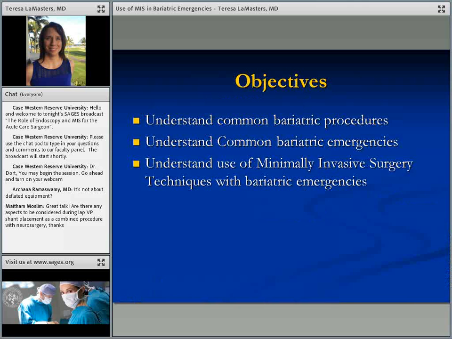So my objective is, first of all, to help you understand the common bariatric procedures and what the common bariatric emergencies would be that you may run into, and then how to use those minimally invasive surgery techniques.